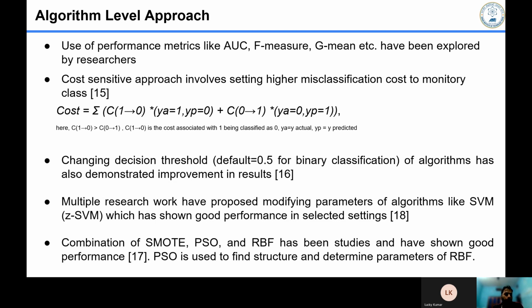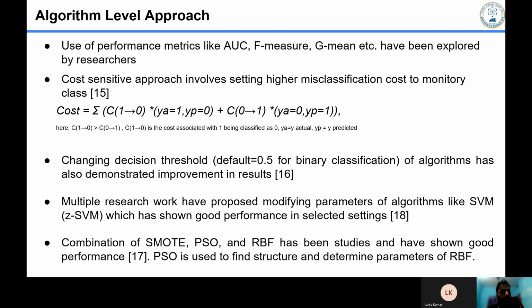So, the expression of cost might look like the sum over all the observations: cost of misclassifying 1 as 0, times the number of points where you have made that misclassification, plus the cost of misclassifying 0 as 1, times the number of points where you have classified 0 as 1.